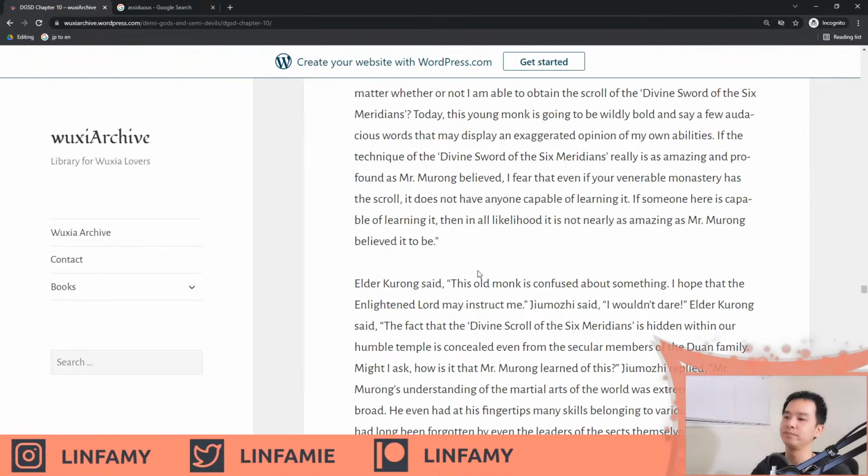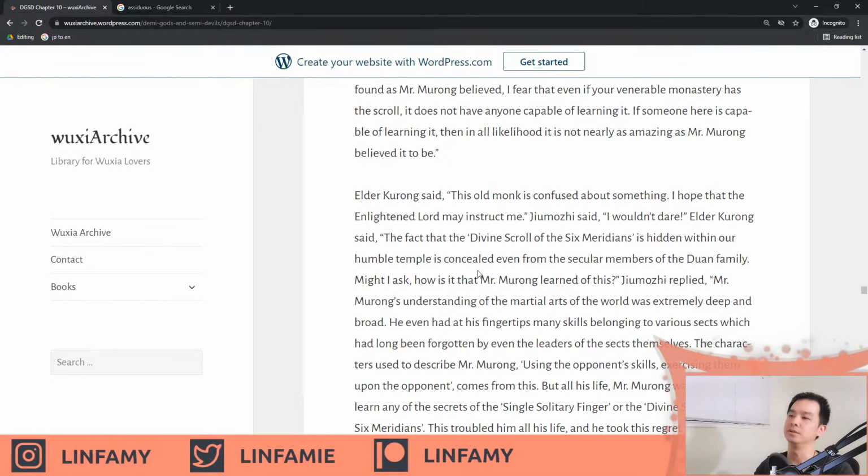Elder Kurong said, this old monk is confused about something. I hope that the enlightened Lord can instruct me. Jiamotsu said, I wouldn't dare. Elder Kurong said, the fact that the divine scroll of the 6 meridians is hidden within our humble temple is concealed even from the secular members of the Duan family. Might I ask, how is it that Mr. Murong learned of this?